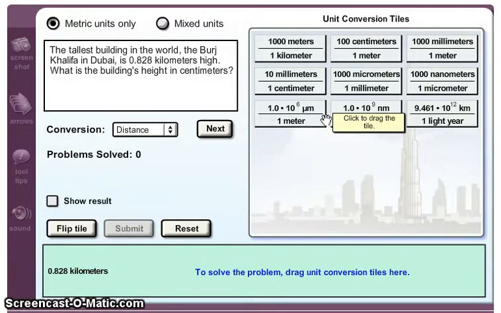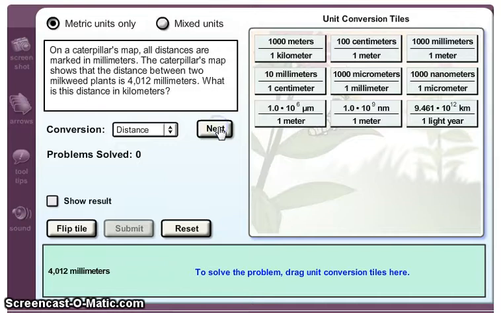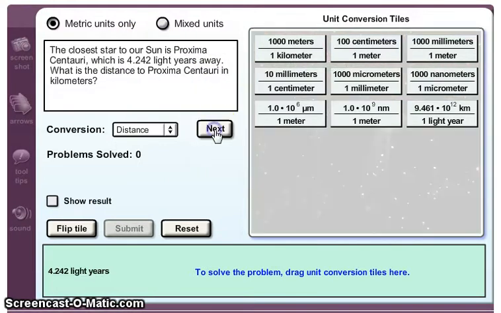It says, how can you convert numbers? Now you're going to go ahead and hit next until we reach the question about Proxima Centauri. So you're looking right in here for the one about Proxima Centauri, which is this one. Some of the problems have very small or very large numbers. And what you are going to do is try and solve this problem.